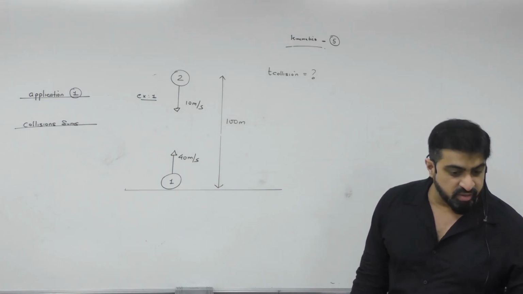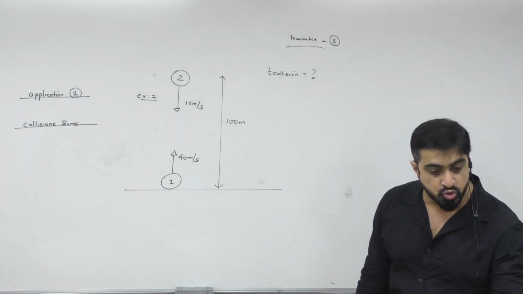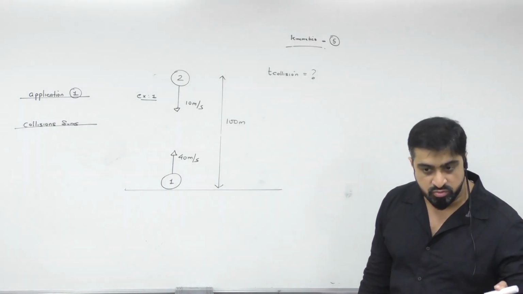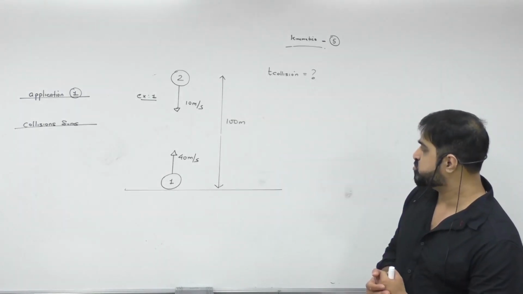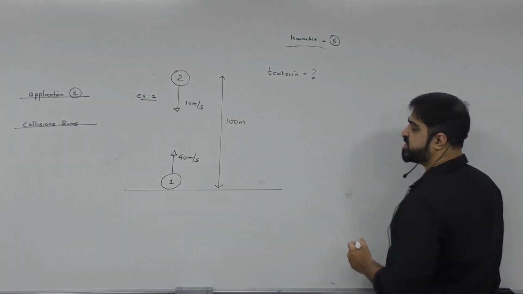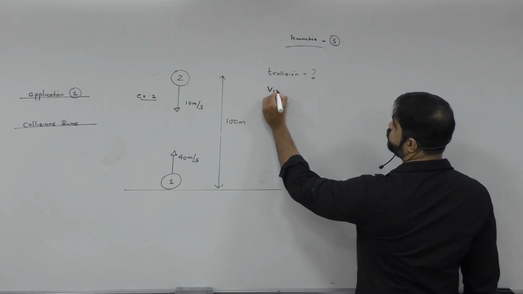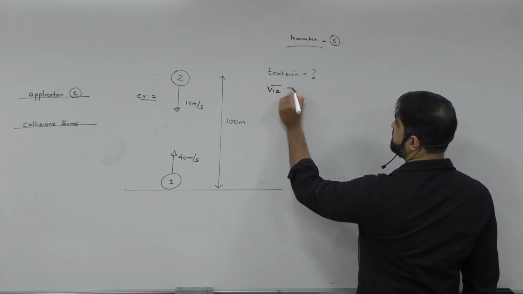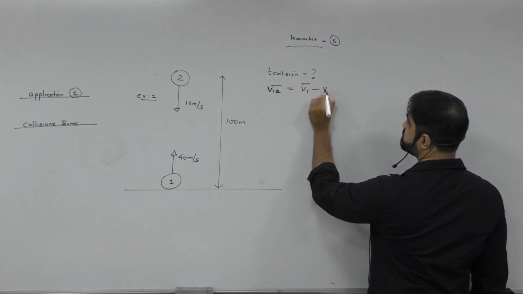Relative motion method, not by absolute. That method was termed as absolute method. But we can know this also. Can I say V1 2 bar? Beta, look over here. It will be V1 bar minus V2 bar.